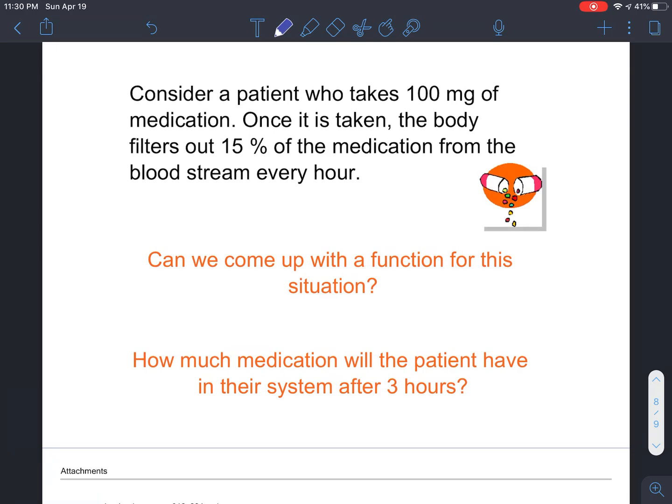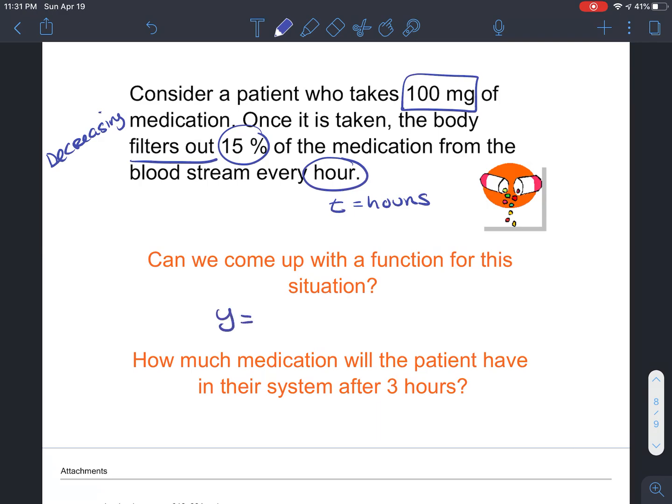Consider a patient who takes 100 milligrams of medication, an Advil. Once it is taken, the body filters out 15% of the medication from the bloodstream every hour. Can we come up with a function for the situation? Well, yes. We are given a percent, and we're told it filters out. That means we are decreasing. And that should make sense. If you take medicine over time, it wears off. So we're decreasing. We have an initial amount of 100 milligrams. And the time in which it changes is hourly. So my time in this case will be hours.